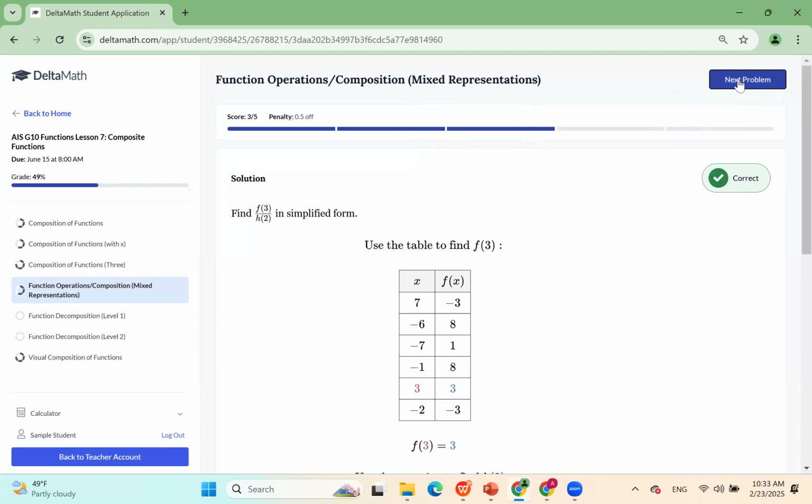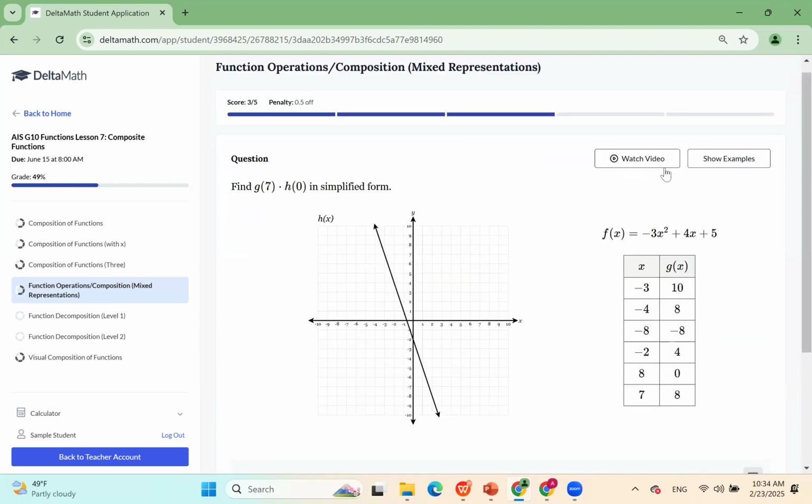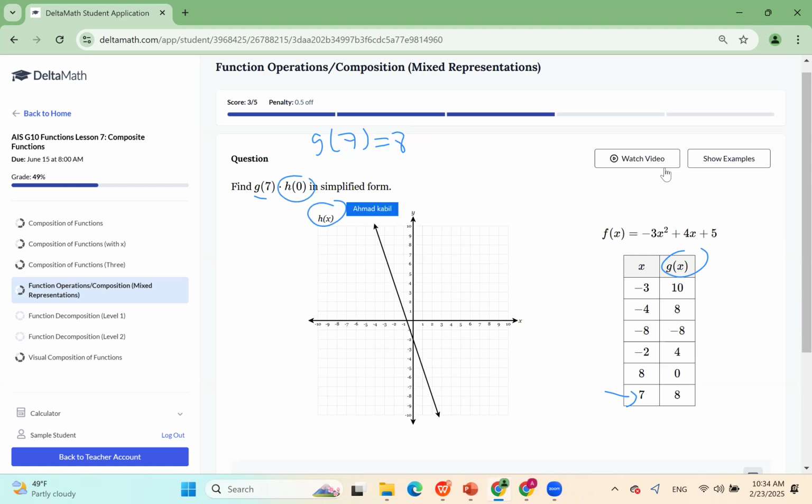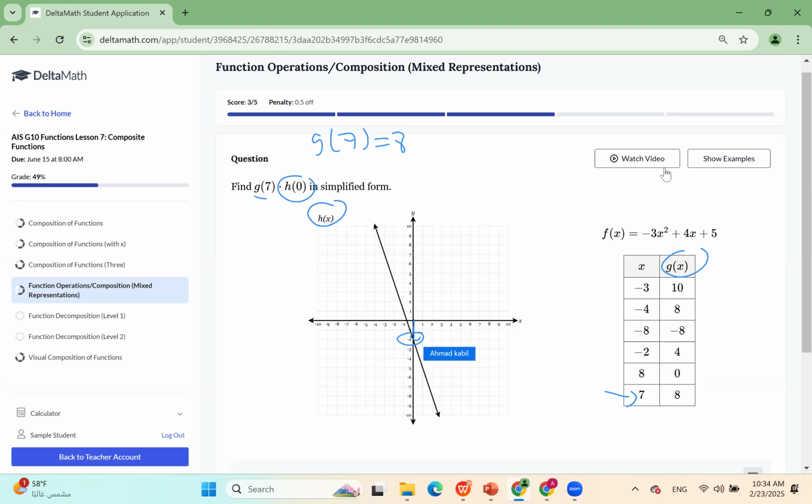Let's try one more problem. Here we have g of 7 times h of 0. So g of 7 means we go to the g, which is the table, and we check where the 7 is. So g of 7 equals to 8. And h of 0 is obtained from this graph. So when x is 0, y is -2. So h of 0 equals -2. We multiply them together and we get -16.